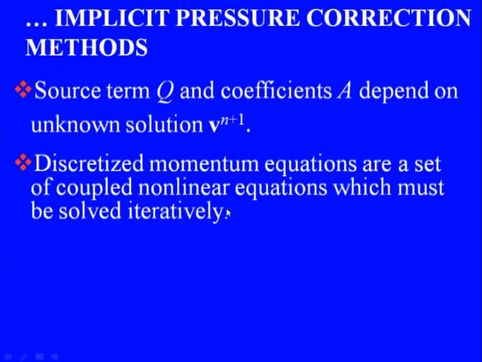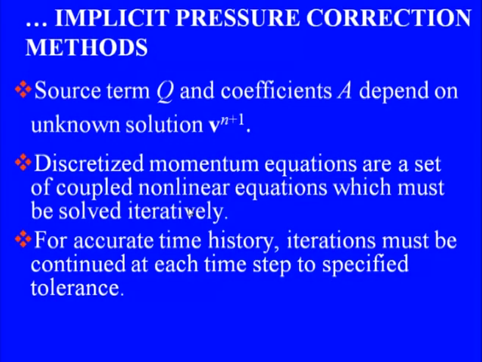So, here comma does not denote differentiation. Now, the source term Q and coefficients a depend on the unknown solution v^{n+1}. So, if we devise an iterative scheme, we have to use the values which are known till now. These discretized momentum equations represent a set of coupled nonlinear equations, because we will have 3 such equations for each value of i, and we have to solve these equations iteratively.